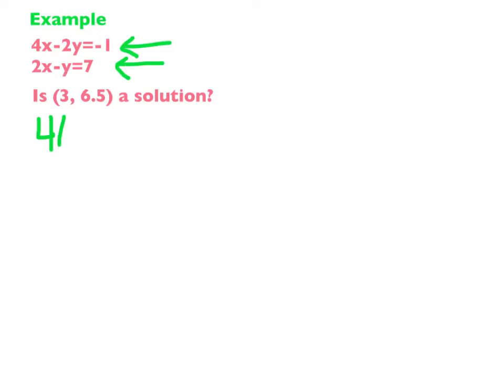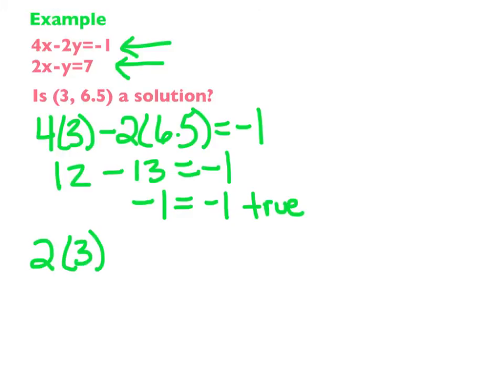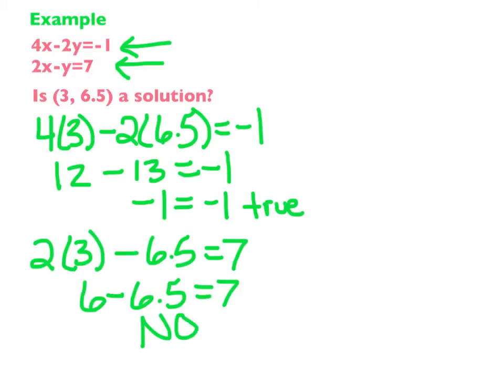So if I did 4 times 3 minus 2 times 6.5 equals negative 1, then I have 12 minus 13 equals negative 1. That's true. So maybe it is. But you can't say yes yet. You have to plug it into the other one. 2 times 3 minus 6.5 equals 7. So does 6 minus 6.5 equal 7? No. So the final answer is no. That point falls on the first line, but not on the second line. It's not the intersection of the two lines. So no, it is not.